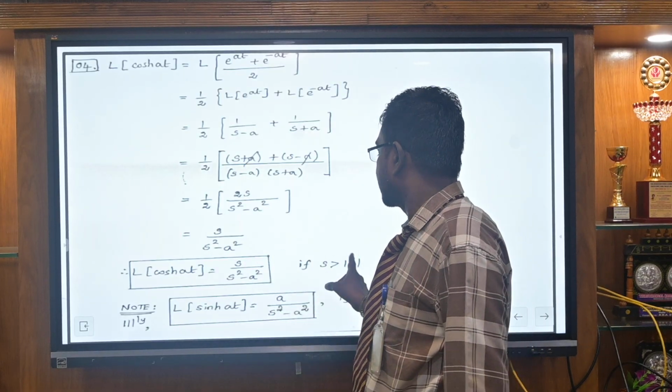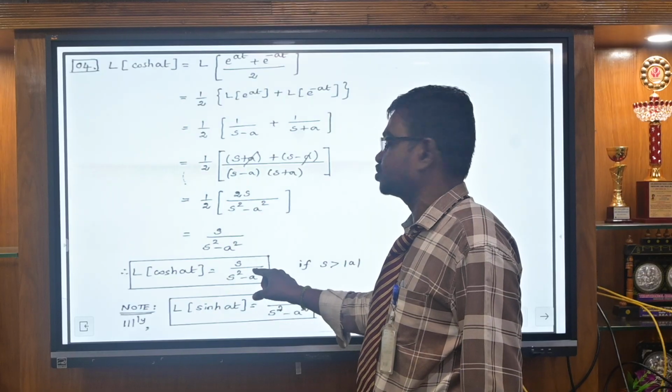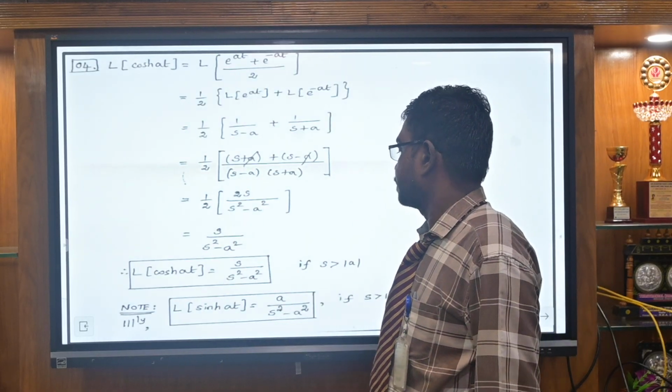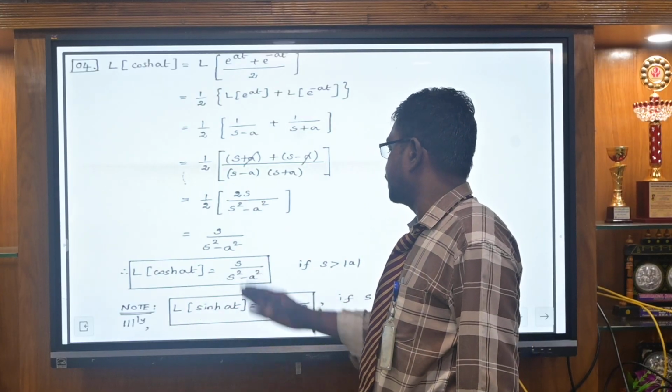Here s is greater than modulus of a because a square is here. So I will take s is greater than modulus of a. Similarly, L of sin hyperbolic at.